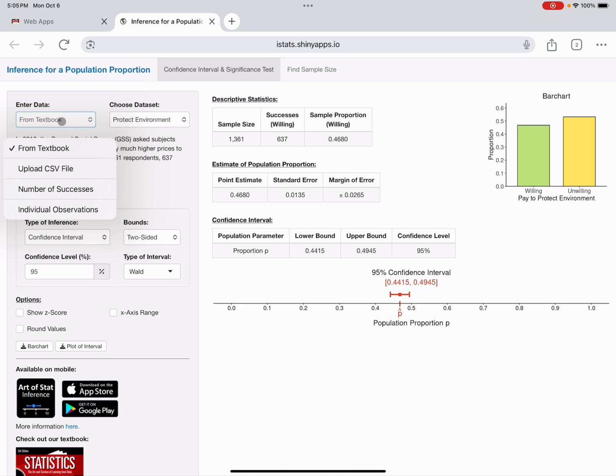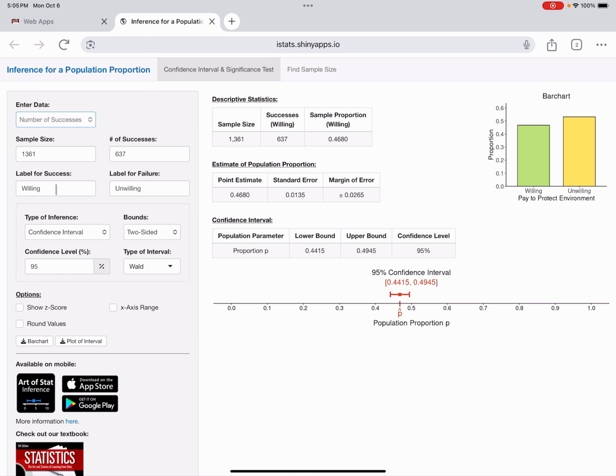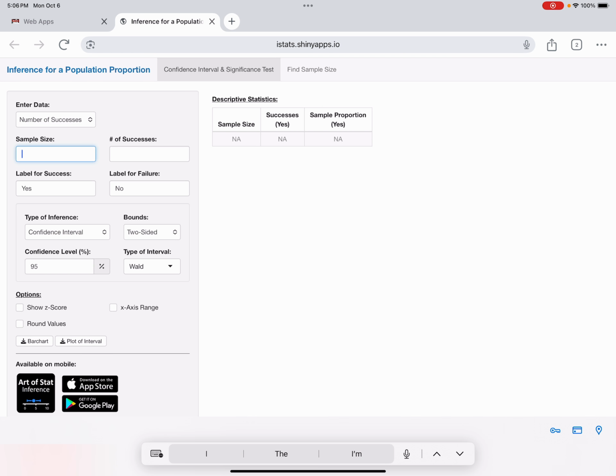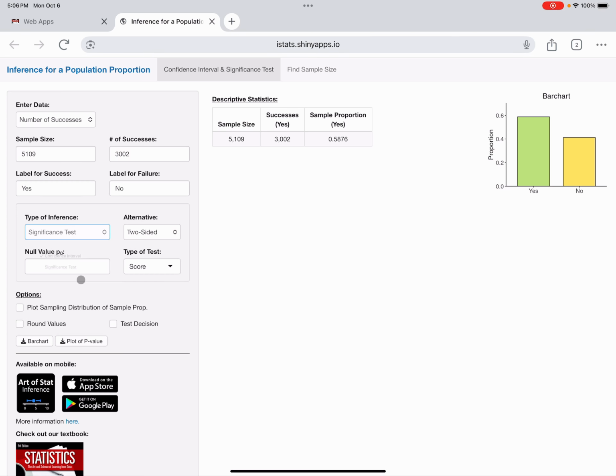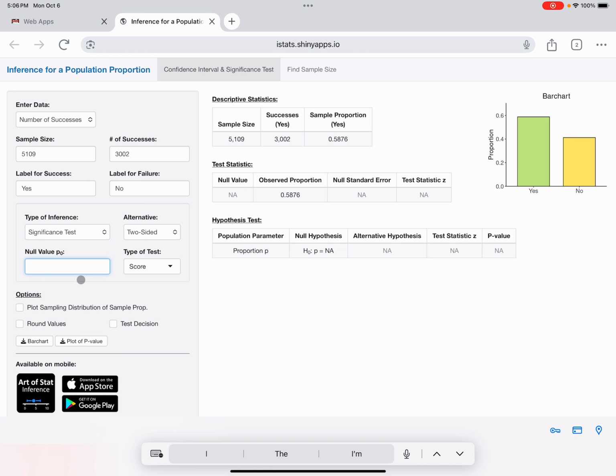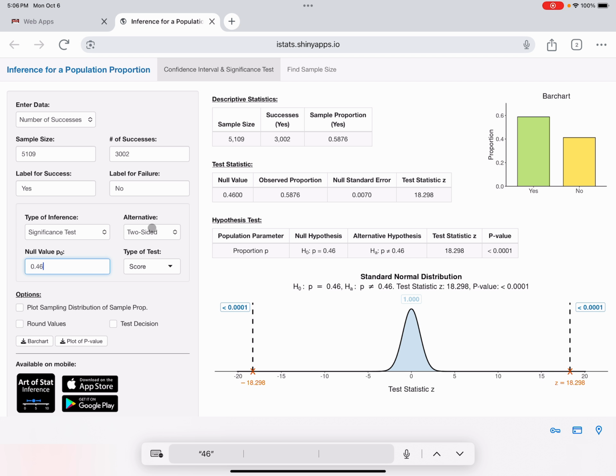I have the number of successes here. Okay, so it was 5109 and 3002. And I don't want a confidence interval just yet, although I think I'm going to be asked for one later. The null value was 46%. And I do want a two-sided test, so I'm just going to leave it two-sided here, right? My alternative hypothesis matches what I wrote down on my paper a second ago.